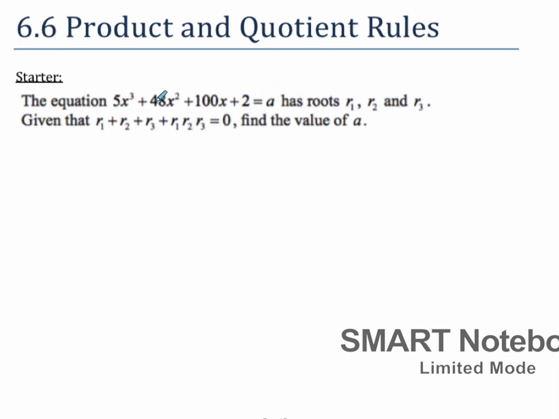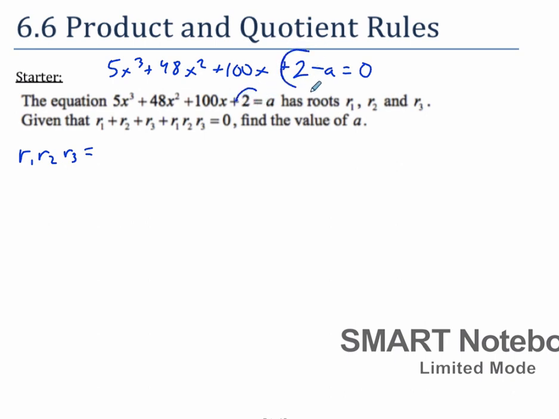So first of all, I'm going to rewrite this as 5x cubed plus 48x squared plus 100x plus 2 minus a equals 0. And then we can use the sum and product of roots, because we know the product of the roots, r1, r2, r3, equals negative this divided by this, right? So that's going to be equal to negative (2 minus a) over 5. Okay, so we have that equation. That's one equation we can use to help us solve.